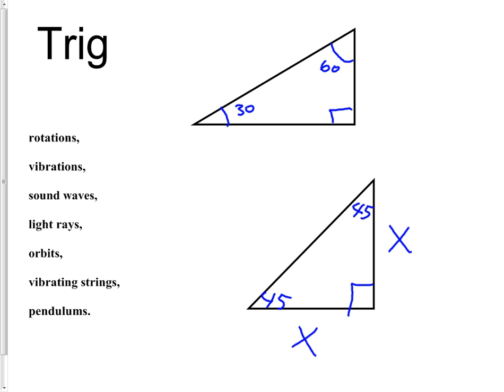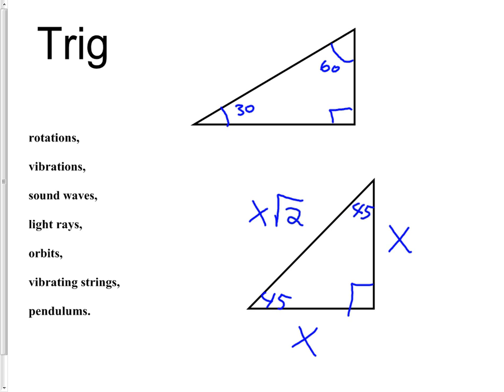Do you remember this little thing where if this is x and this is x, then this side, yes, you could use a squared plus b squared equals c squared, but there's a fast way if you just have it memorized. x square root of 2. Very good.